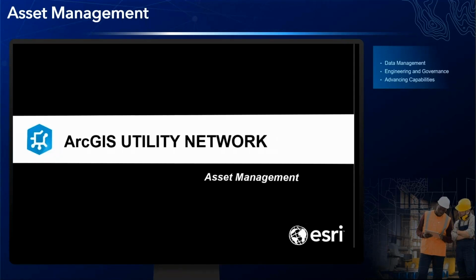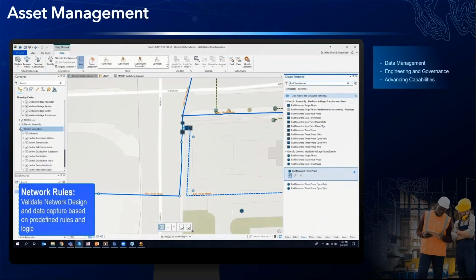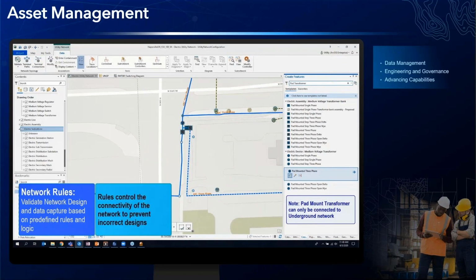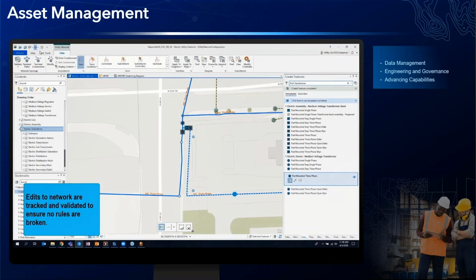Now, data management for utilities is not the sexiest topic to talk about, but it's always an issue. What's really great about the utility network is this validation of rules. If you're looking at the screen at the moment, you can see that the network rules validate the design and the data capture based on predefined rules and logic. If you follow on the screen here, you can see that the mouse is hovering over and it wants to click, it wants to attach. That's indicating that a connection of that medium pad mount transformer on the underground network is allowed. But at the top, on the overhead network, it's not allowed. So it's validating the design at the point of entry.